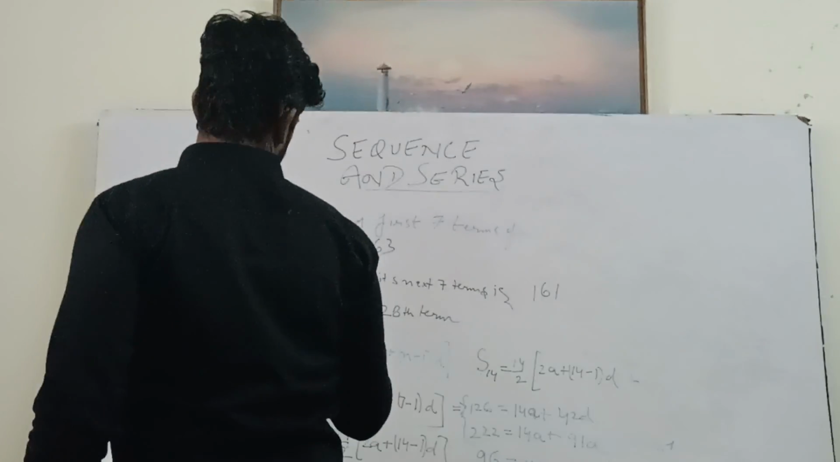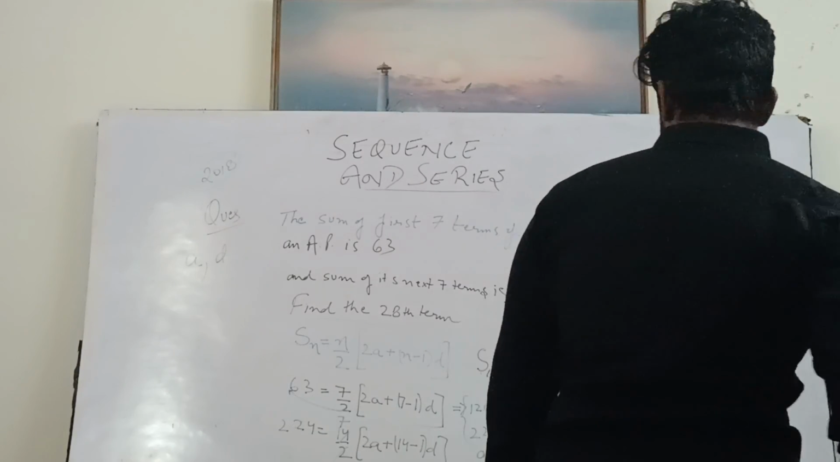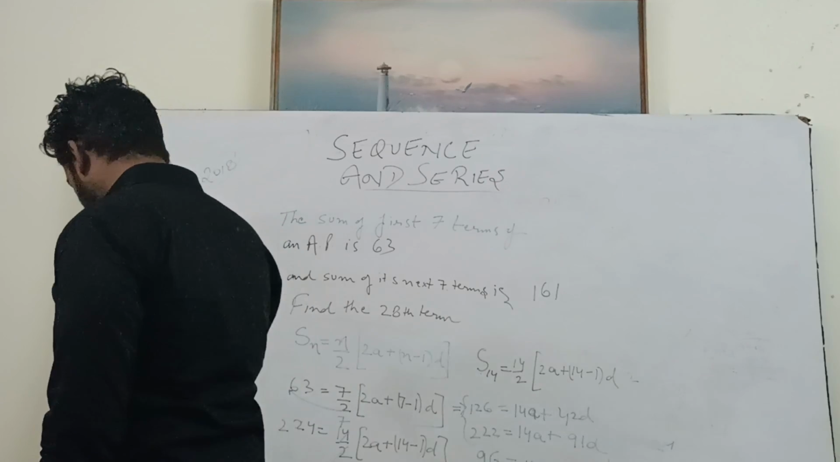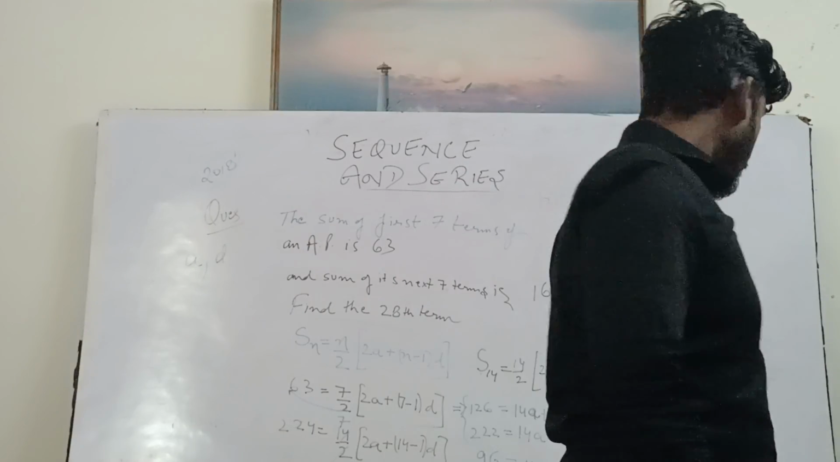So a very basic question. We found out S7, we found out S14, and then we just use the formula. Clear? Okay.